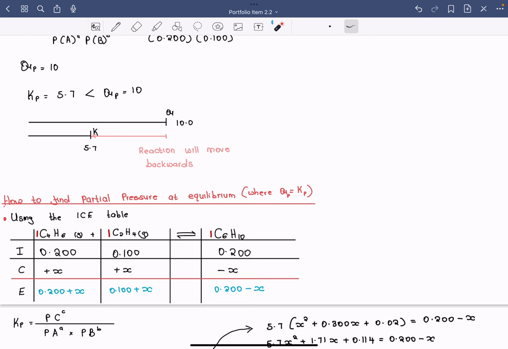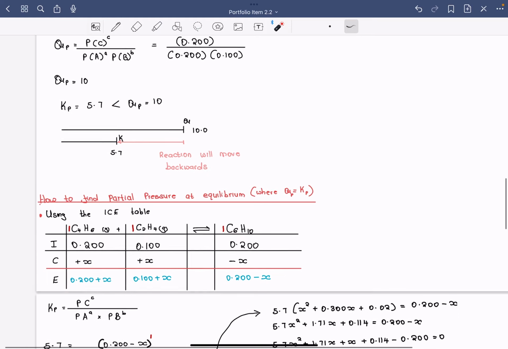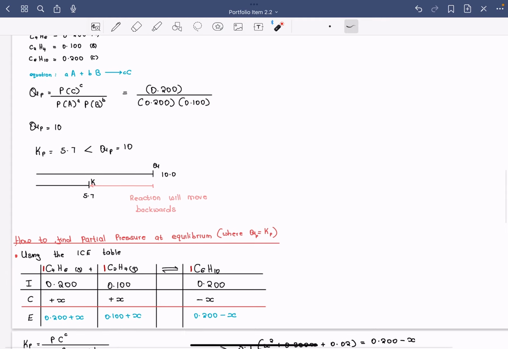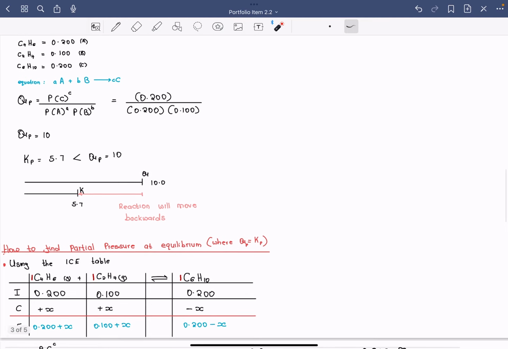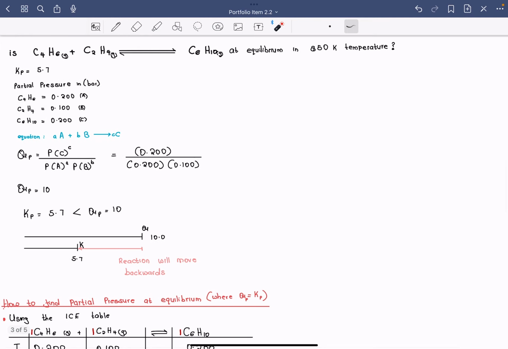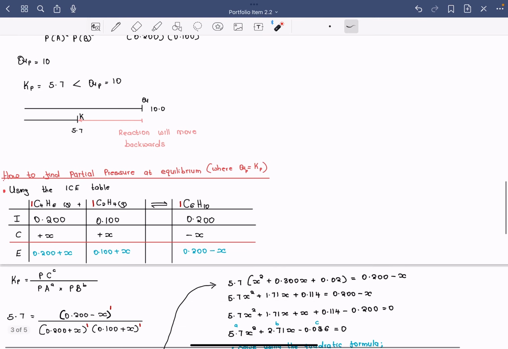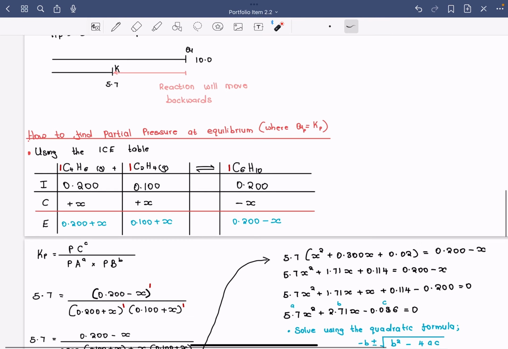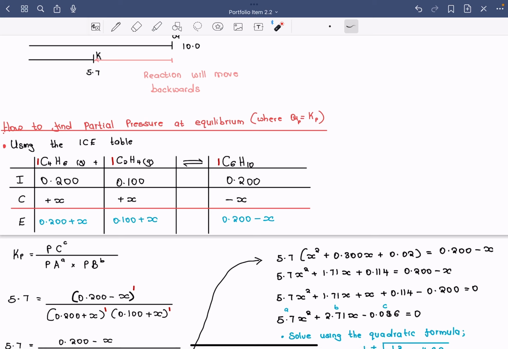So this reaction will have to move backwards in order for Q to be here, so that the reaction is at equilibrium. So if we're moving backwards, that means we're losing this but adding more of this, and we're going to see how that information is important while finding the partial pressure. Okay, so how can we find the partial pressure?